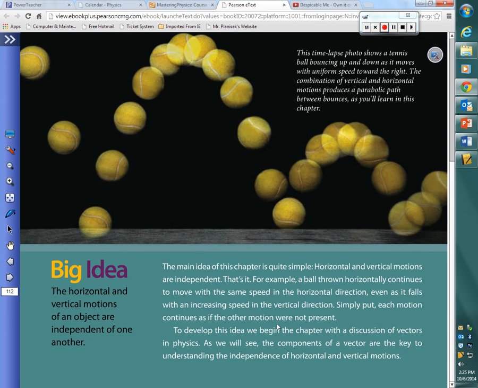Down here, the big idea of chapter 4 says horizontal and vertical motion of an object are independent of one another. And while that's true, we still have to account for both of them. So section 4.1 gets into how we account for these different motions that might be occurring at the same time. Okay? Good there. All right.